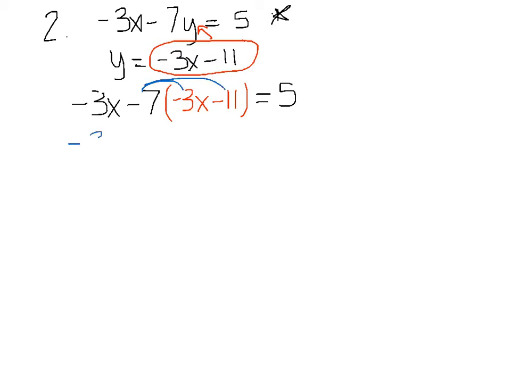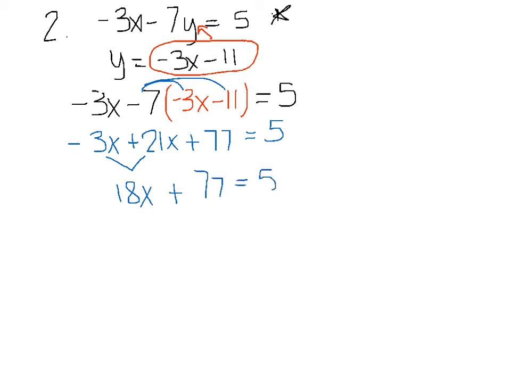So my negative 3x comes down. Negative 7 times negative 3 is positive 21x. And negative 7 times negative 11 is positive 77. And that is going to be equal to 5. So now, since I have like terms, I have a 3x and a 21x, I'm going to combine those two together. So when I combine them together, I'll get 18x plus, bring down 77, equals 5.